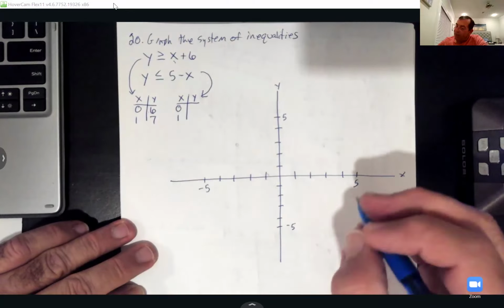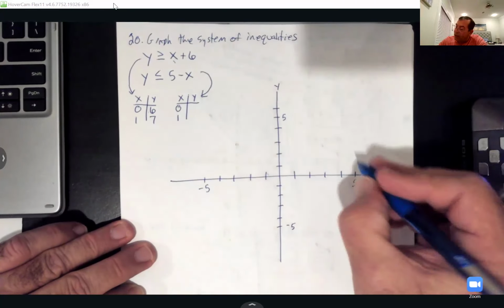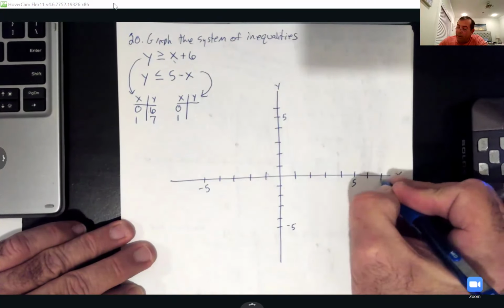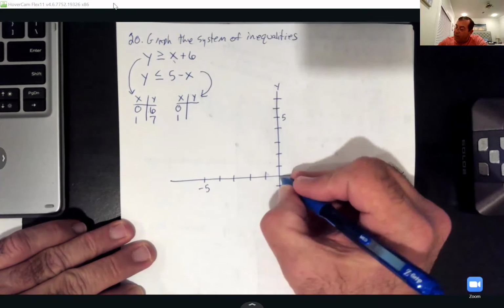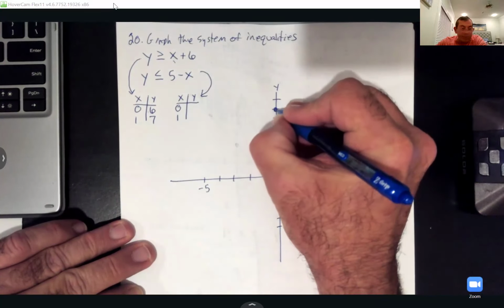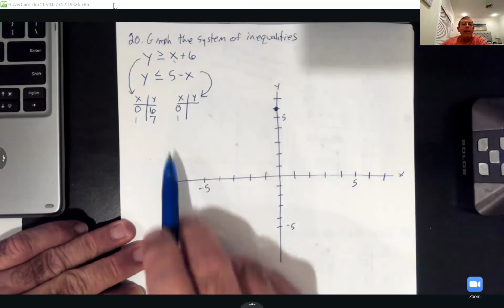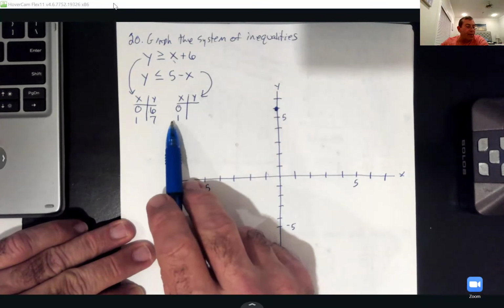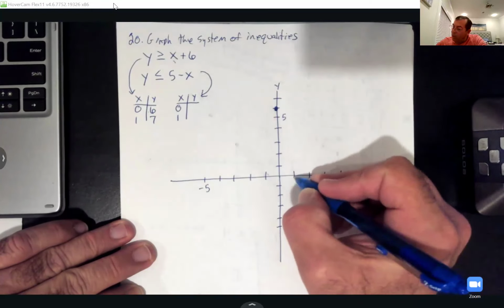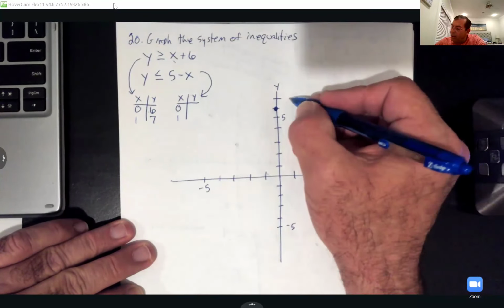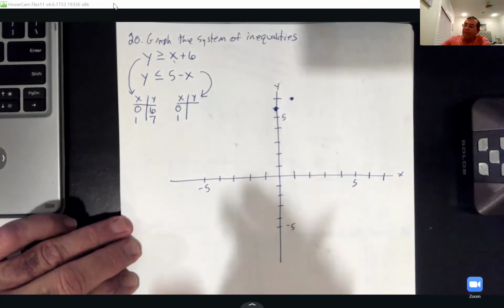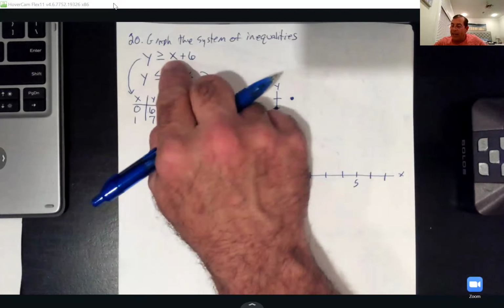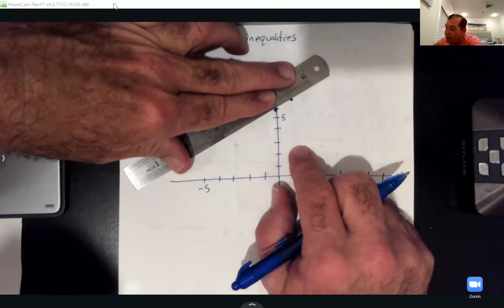All right, so I'm going to plot that one first. It looks like I need to make at least another mark or two here. So 0, 6 will be 0, up 6. Then I had 1, 7, which will be right 1 and up 7. Now, since you've got equals, this line will be solid.